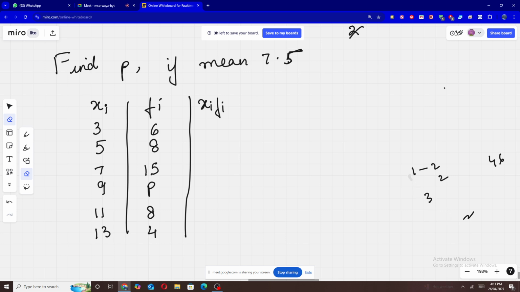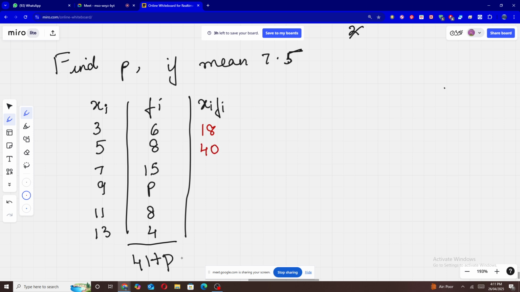41 plus 3. I got 296. I got 307.5 and 294. What is your sum of fi? 41 plus p. 294. I think you're missing something. No, I multiplied it. I never added. 40 plus 105 plus 9 plus 88 plus 52. Is it minus 6? Oh, I missed a number.